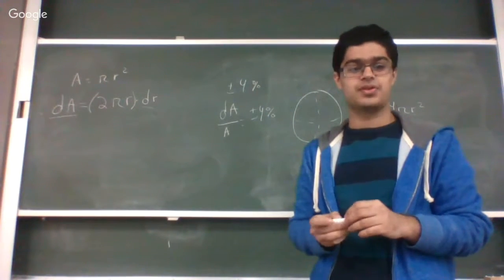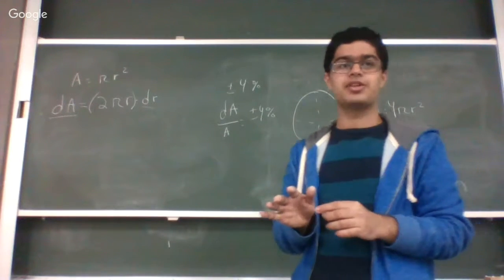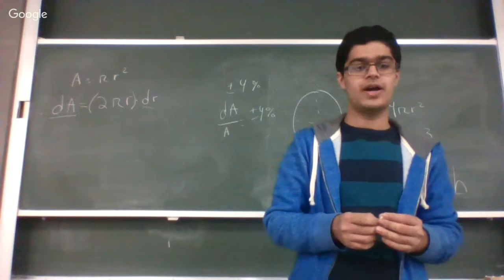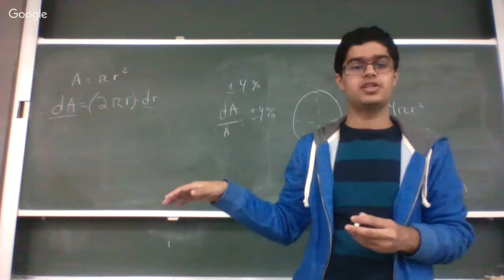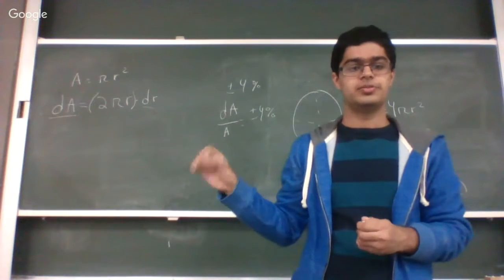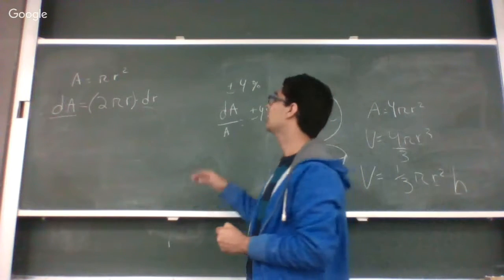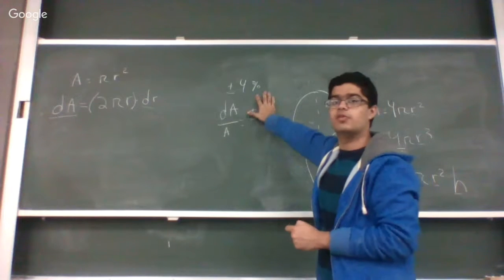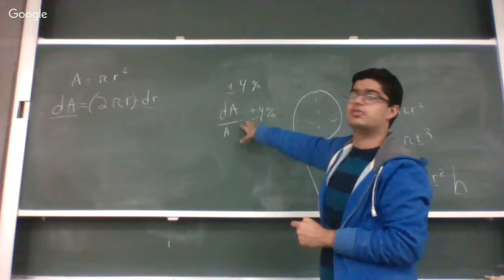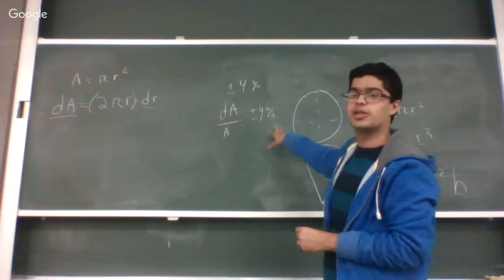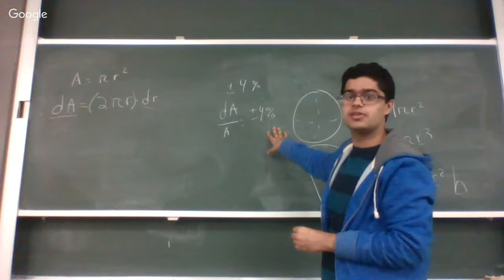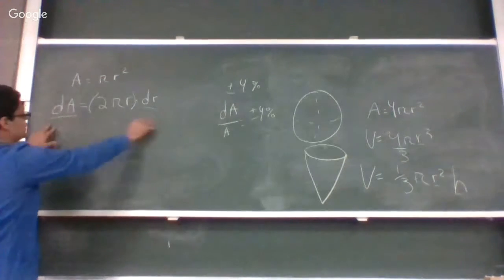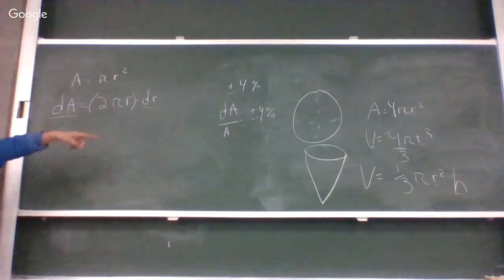So this is what the problem actually states, or they could state: use differentials to approximate how accurately you should measure the radius of a circle to be sure of calculating its area within this range. So you want the area within this range, so dA over A has to be plus or minus 4%. So this is dA, but that is dA over A.